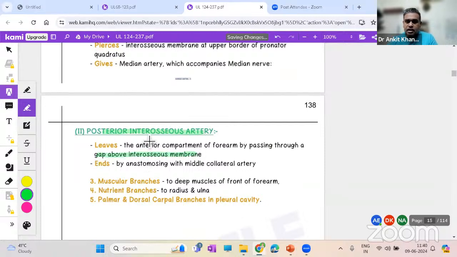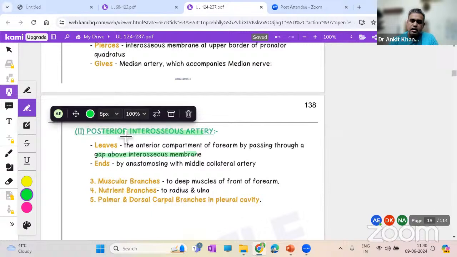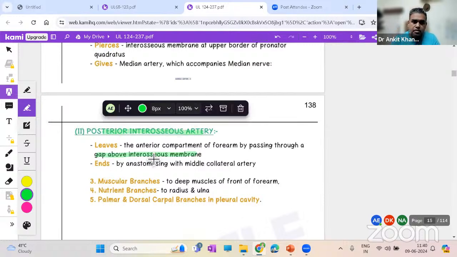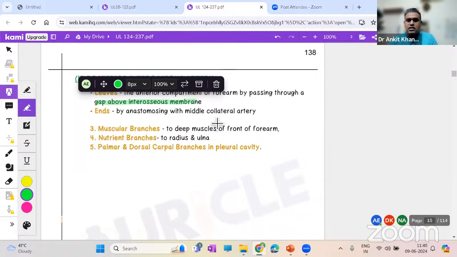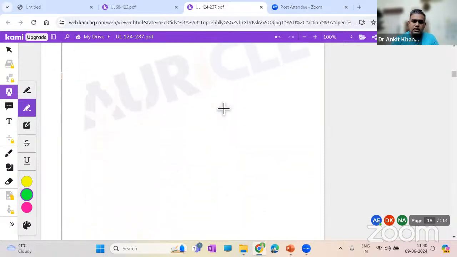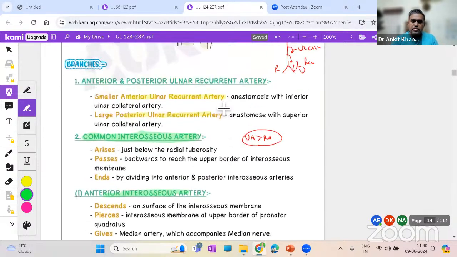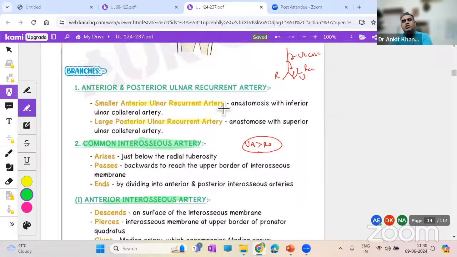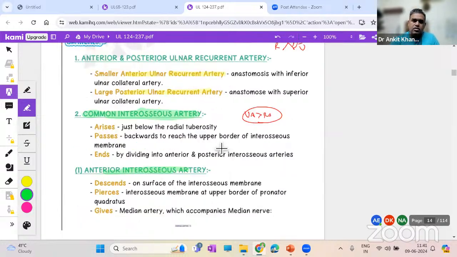So this posterior interosseous artery is coming from the common interosseous, which is coming from the ulnar artery. So basically, the ulnar artery is also going to supply the posterior aspect of the forearm. Okay, and it is going to give muscular branches, nutrient branches, all of that by this posterior interosseous artery. So remember the branches, at least their names. And if you write anything in the theory exam, then you can explain in one or two lines at least for those. And if possible, try to draw a diagram.